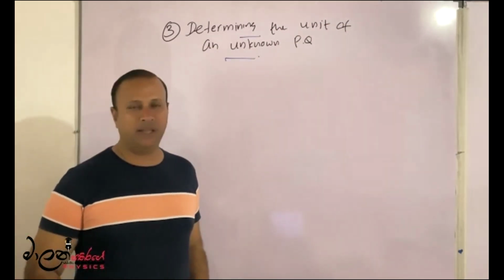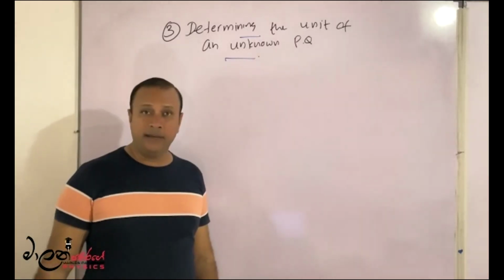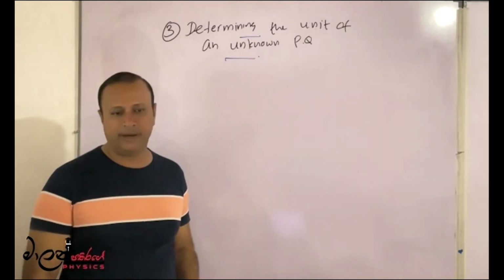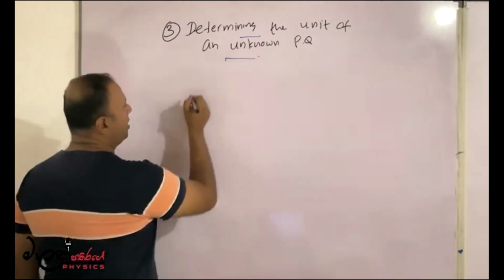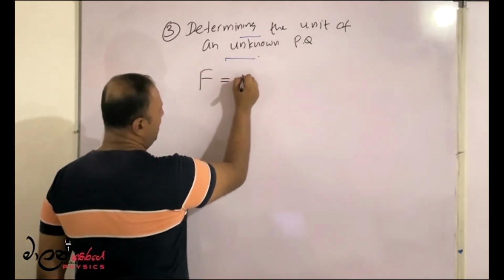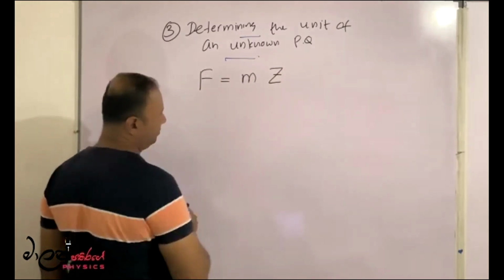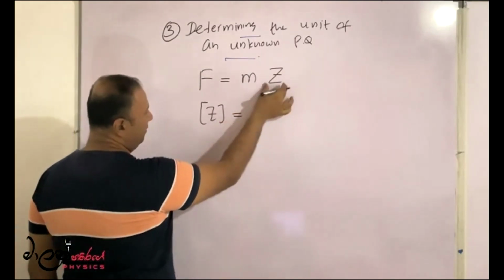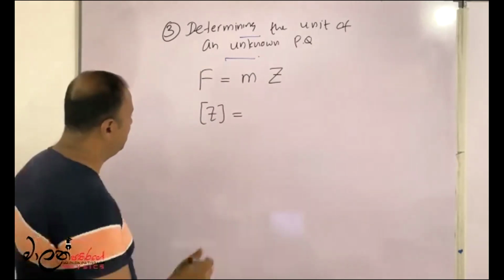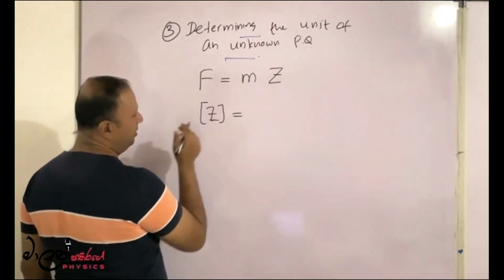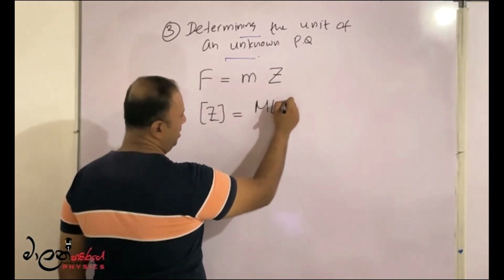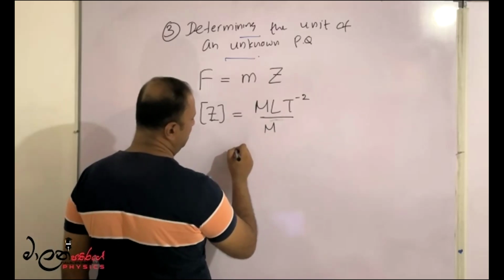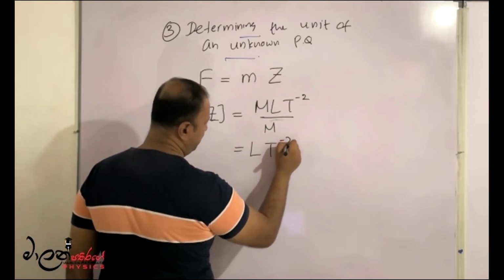This is very easy, because in an equation, now we can determine the dimension of an unknown physical quantity. Suppose you are given this kind of equation, F equals m into a. So we can determine the dimension of this unknown quantity. Therefore, dimension of a is equal to M L T minus 2 over M, that means L T minus 2.